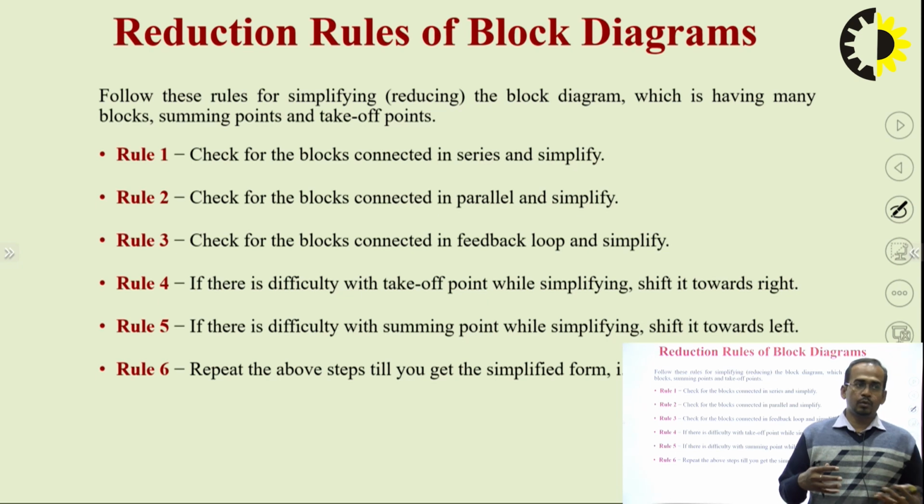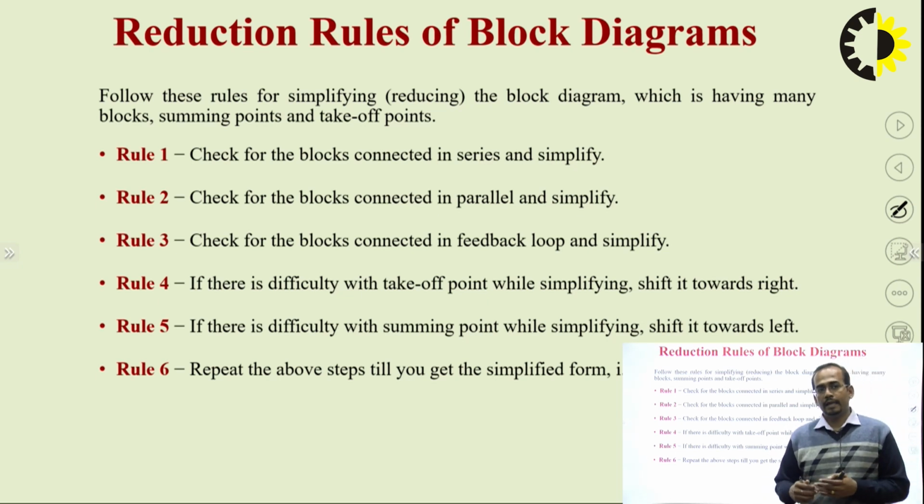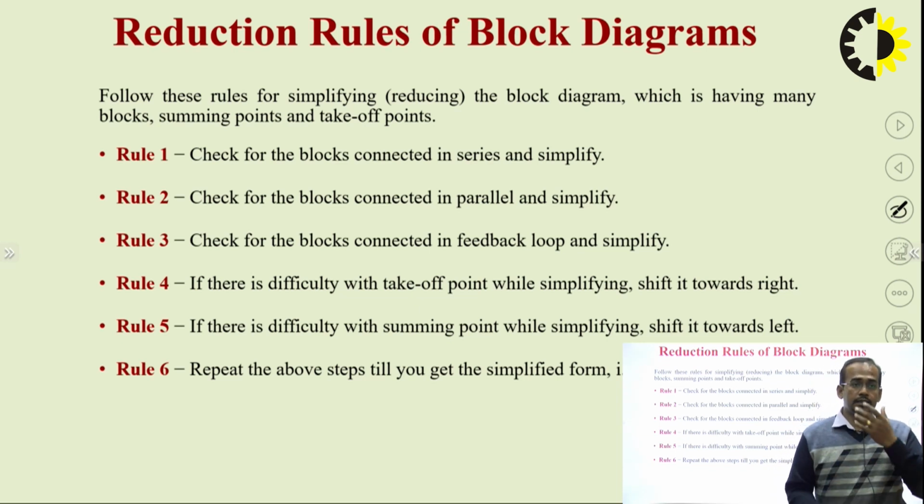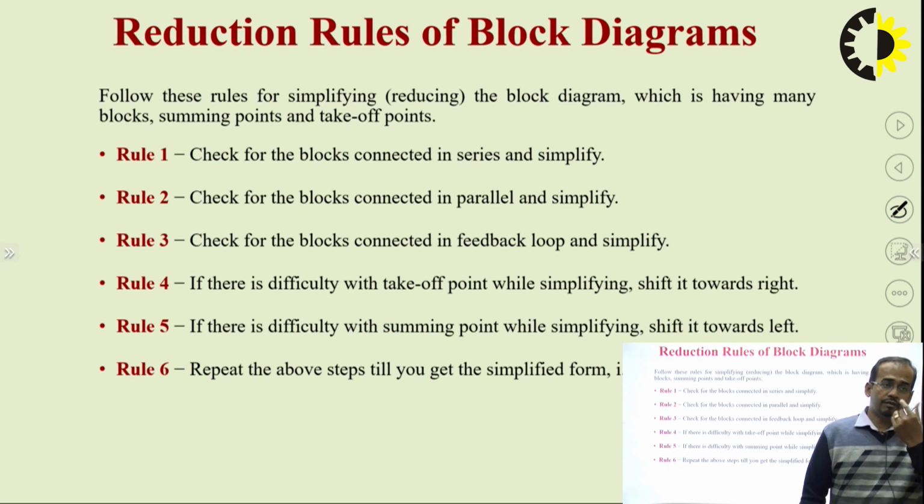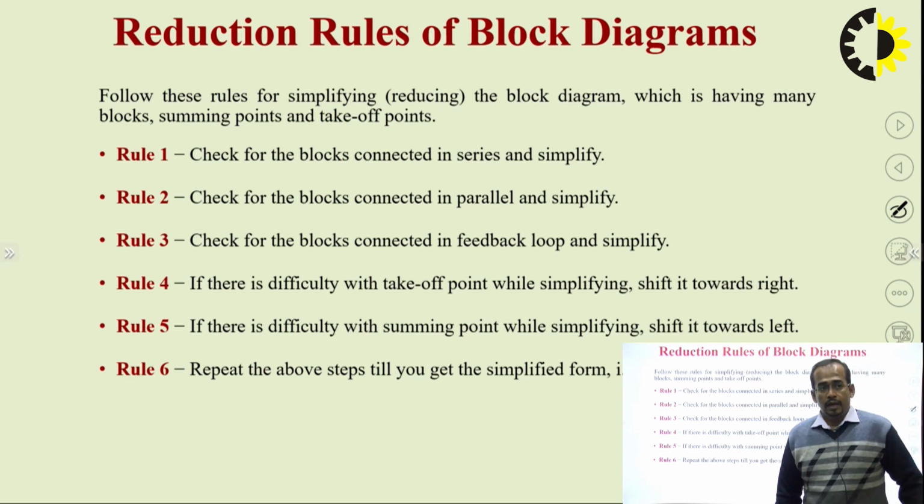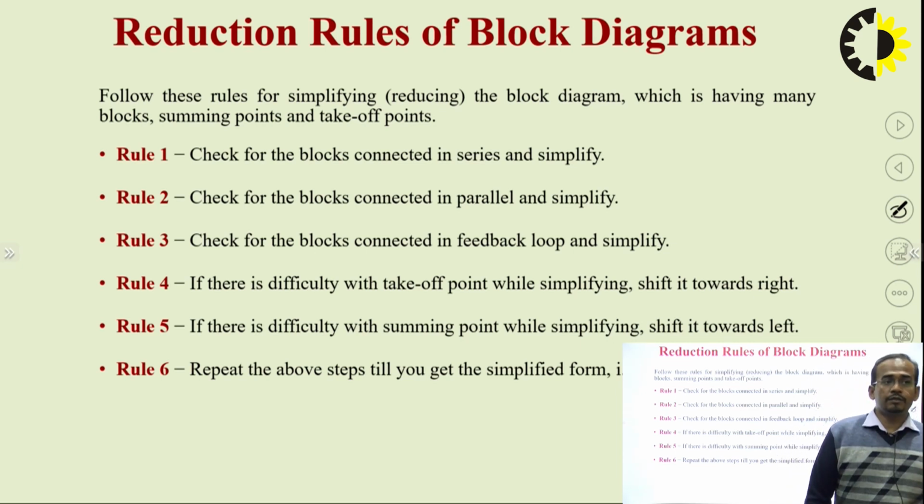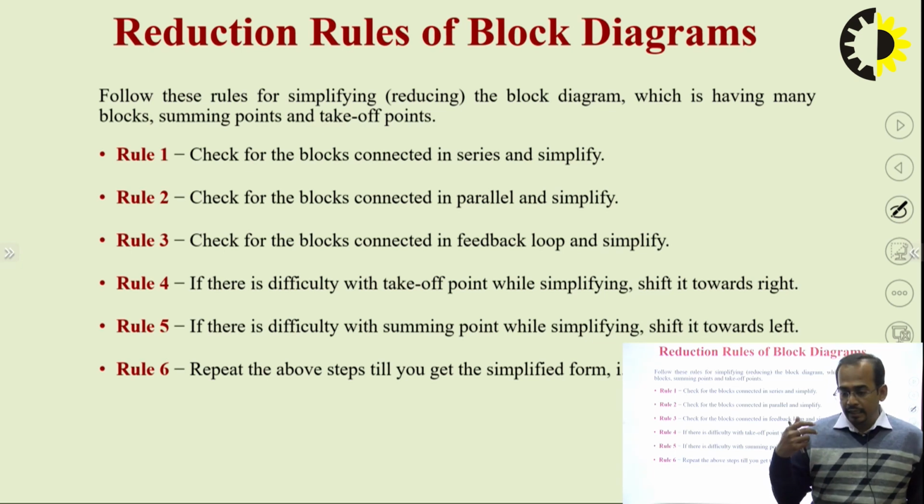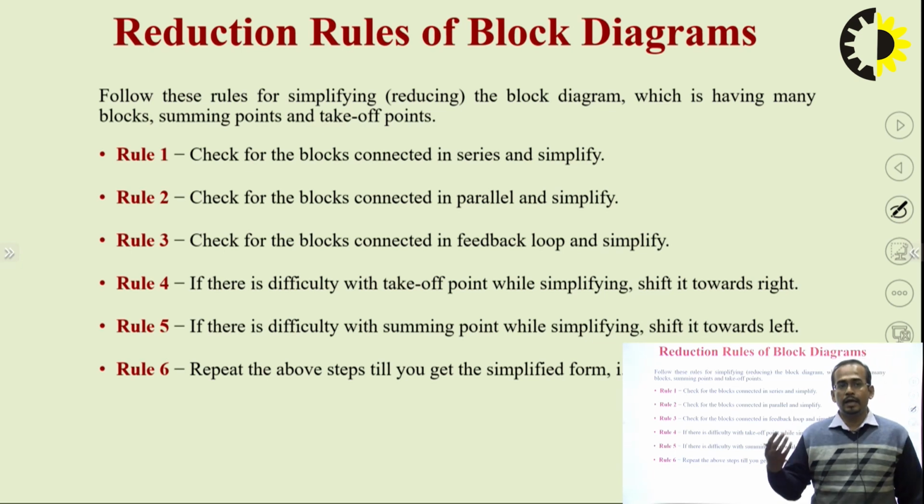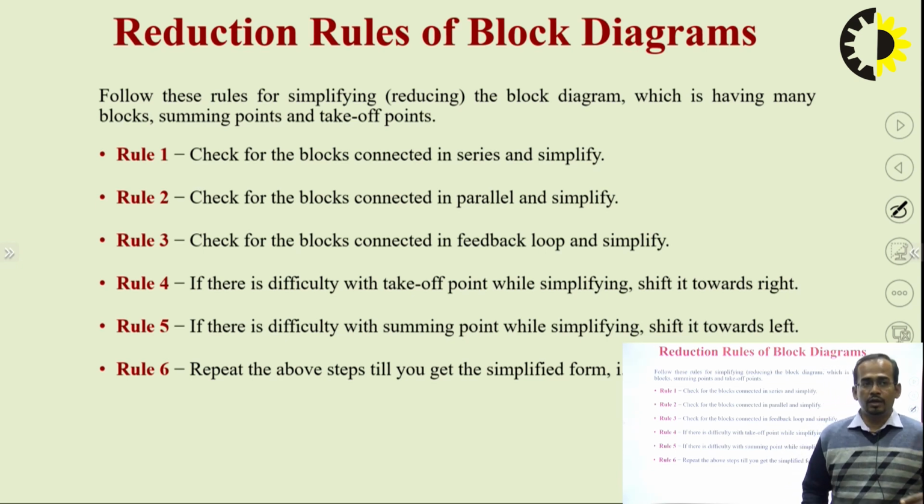After that, rule 2 is to check the blocks connected in parallel and simplify. So you have to check whether the blocks are connected in parallel and simplify. And rule 3 is to check for the blocks connected in a feedback loop and simplify. Feedback loop and simplify means you have to check whether there is any connection which is in the standard canonical form of the closed loop control system, then you have to simplify that block.